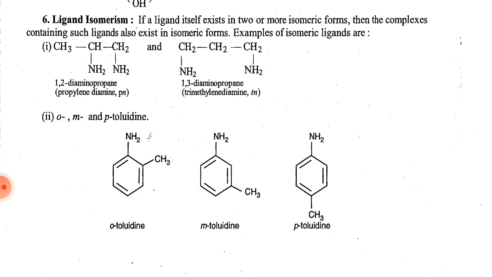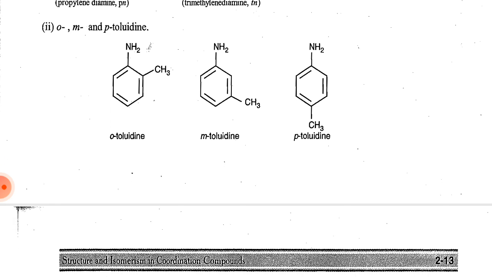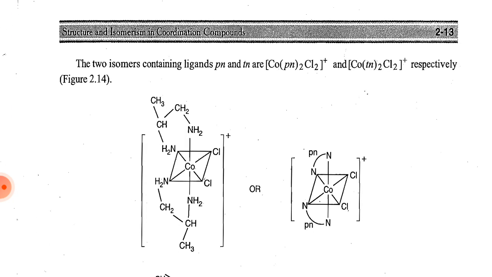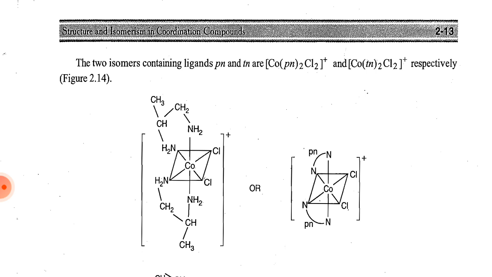If such a ligand is attached to a central metal cation, that kind of complex shows ligand isomerism. Ortho, meta and para toluidine: o-toluidine, NH2 and CH3 adjacent; m-toluidine; p-toluidine. The two isomers containing the ligands pn and tn are [Co(pn)2Cl2]+ and [Co(tn)2Cl2]+ respectively.